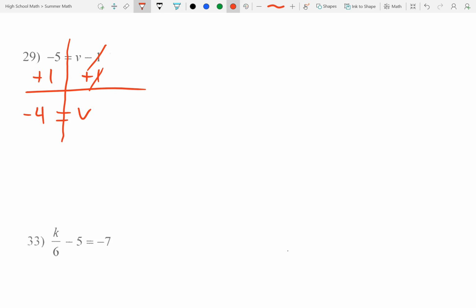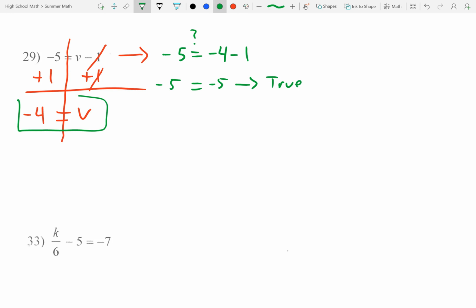I could take this value of v and substitute it into my original. Negative 5 equals, instead of v, we think v is negative 4, minus 1. Is this true or false? Yes, it's true. Negative 4 minus 1 is a negative 5. And negative 5 is equal to negative 5. This is true. So that tells us that v equals negative 4 is a solution. In fact, the only solution.